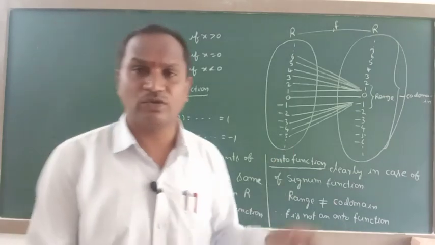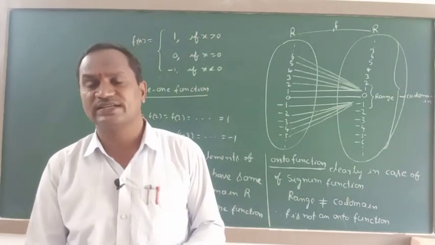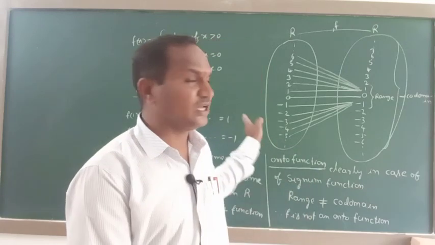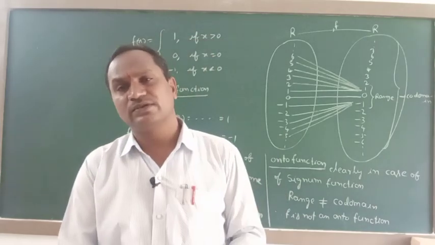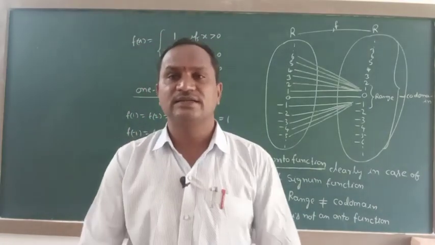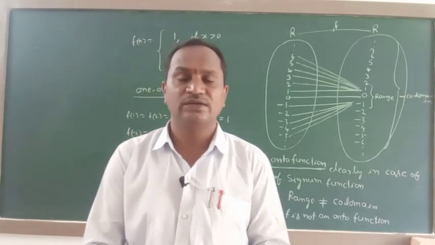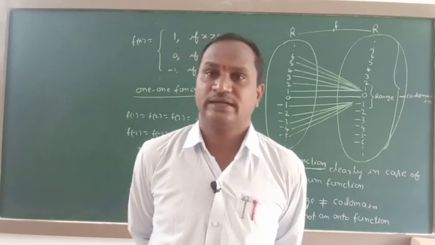Like that, today we proved 3 questions. f of x equal to x square is defined on 2 sets, f maps from N to N and f maps from Z to Z. At the same time, we discussed the signum function also. Next class we will discuss the greatest integer function and modulus function. Along with that, we will solve some different types of questions on one-one and onto functions. Thank you very much.